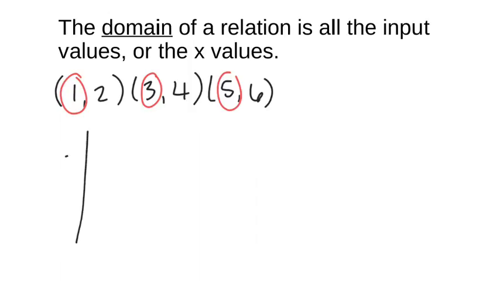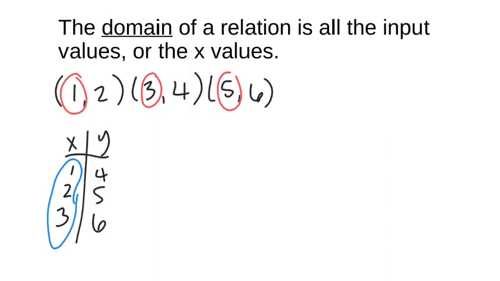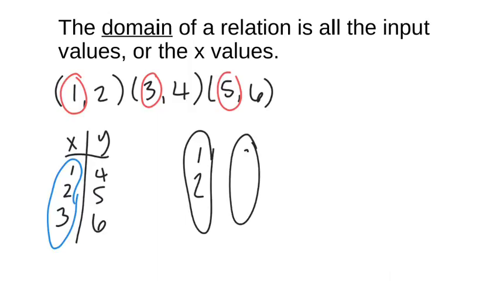Okay, we've done a table. It looks like this. And we said that the domain are all the x values. Okay, and of course we've done the mapping, which looks a little bit like this. And again, the domain is all the x values, 1 and 2.